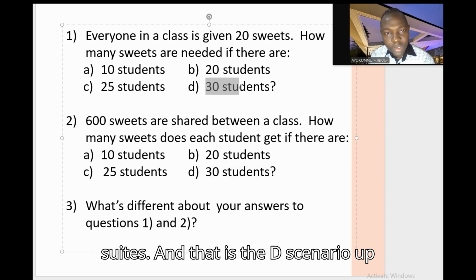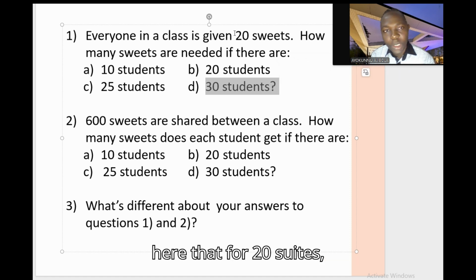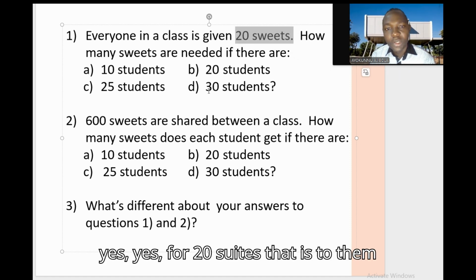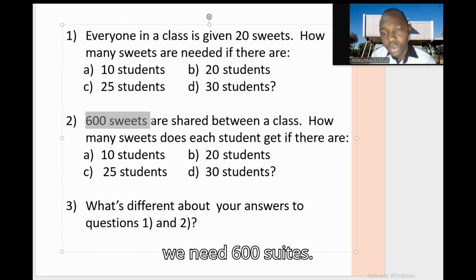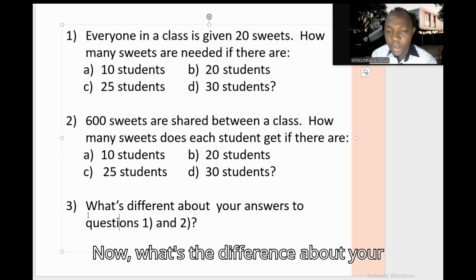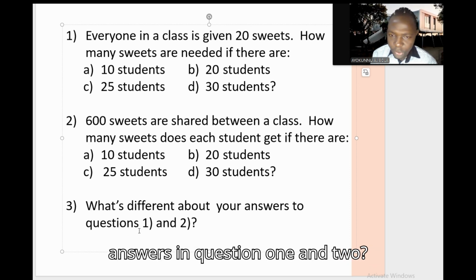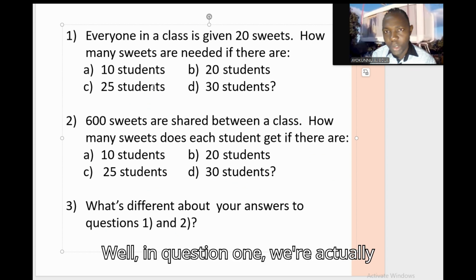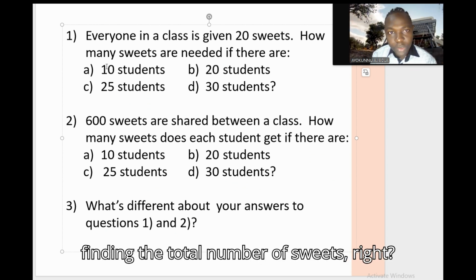That is the scenario up here. So for 20 sweets and 30 students, we need 600 sweets. Now, what's the difference between your answers in question one and two? Well, in question one, we're actually finding the total number of sweets, right?